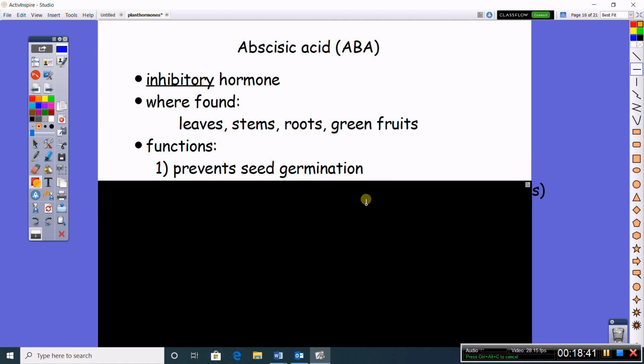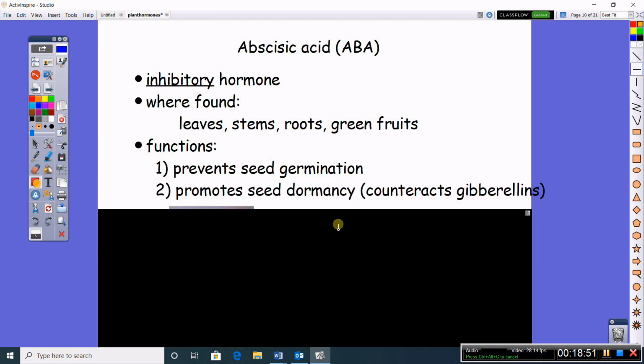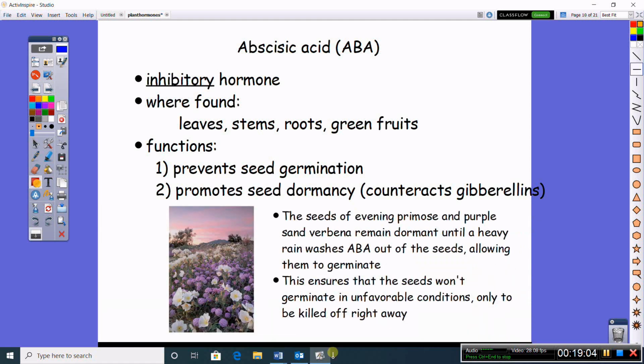Function. Again, this is an inhibitory hormone. So one thing that it's going to do is to prevent seed germination, and in doing so, it is promoting seed dormancy. So it is working in opposition to gibberellins.